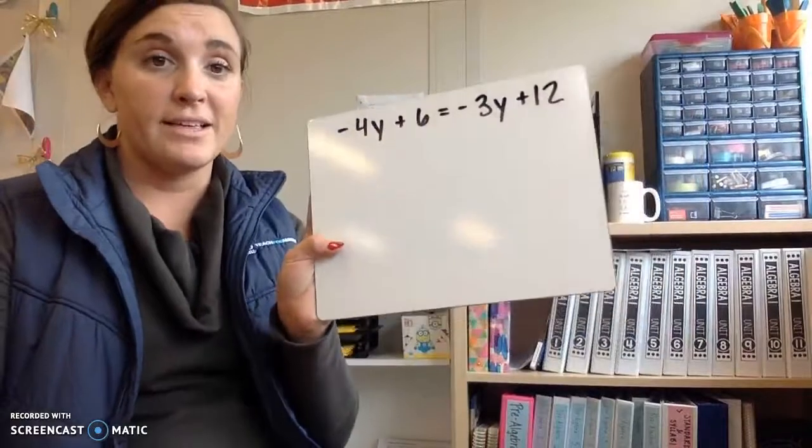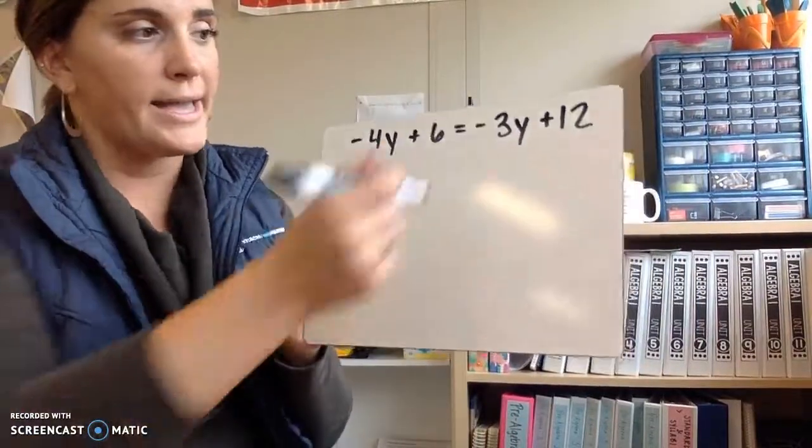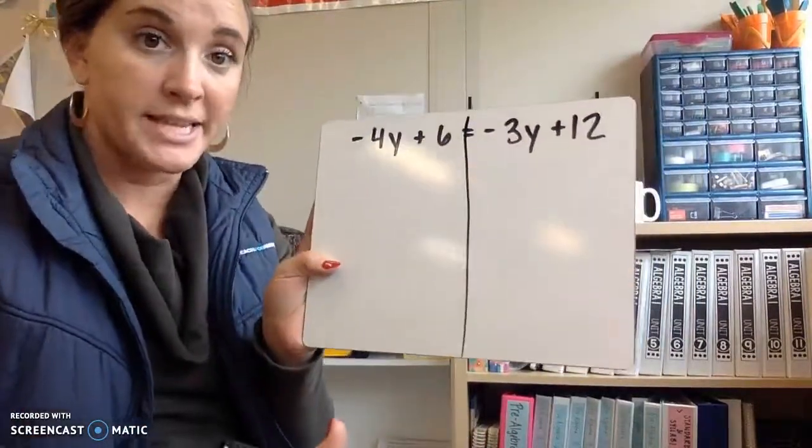Number 4, negative 4y plus 6 equals negative 3y plus 12. All right, so again, I don't have any parentheses. I don't have any like terms, so I can go ahead and start getting my variable terms together.